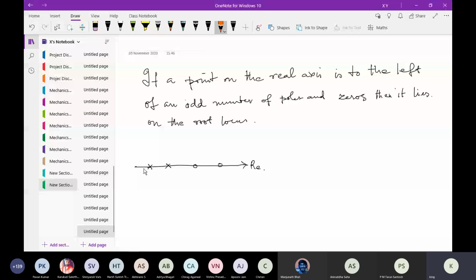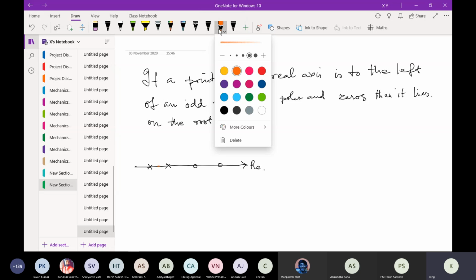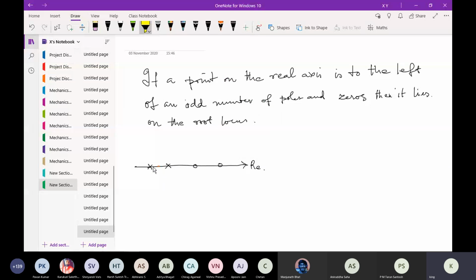So is it to the left of an odd number of zeros and poles? No. I move here. Yes. So this is a root locus. Here, no.